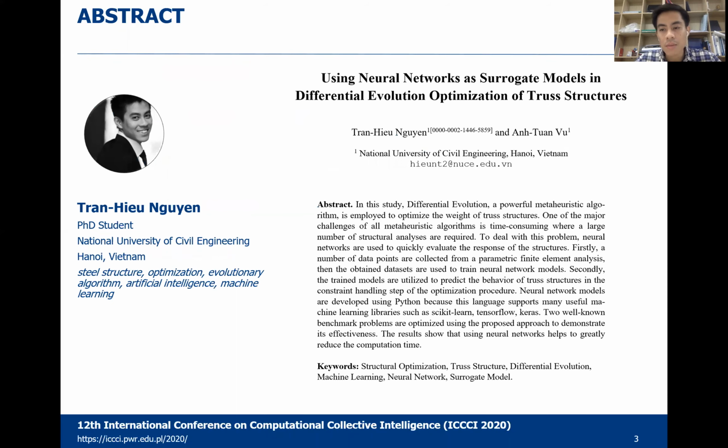First of all, let me introduce myself. My name is Nguyễn Hiếu. Currently, I'm a PhD student of National University of Civil Engineering in Vietnam. My research focuses on the application of evolutionary algorithms and machine learning for optimizing steel structures.